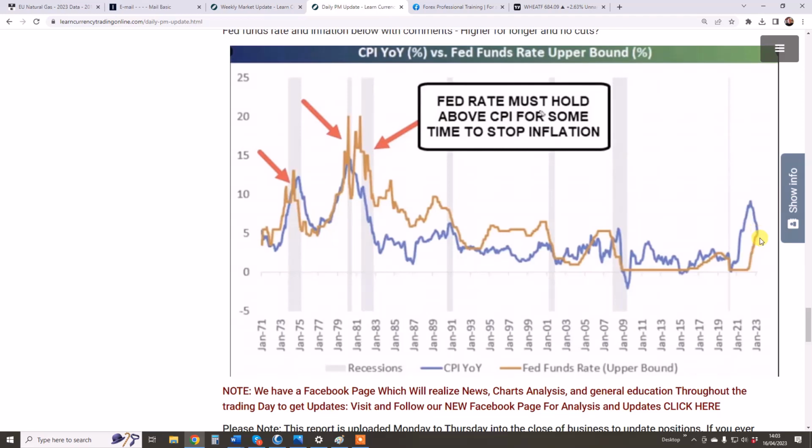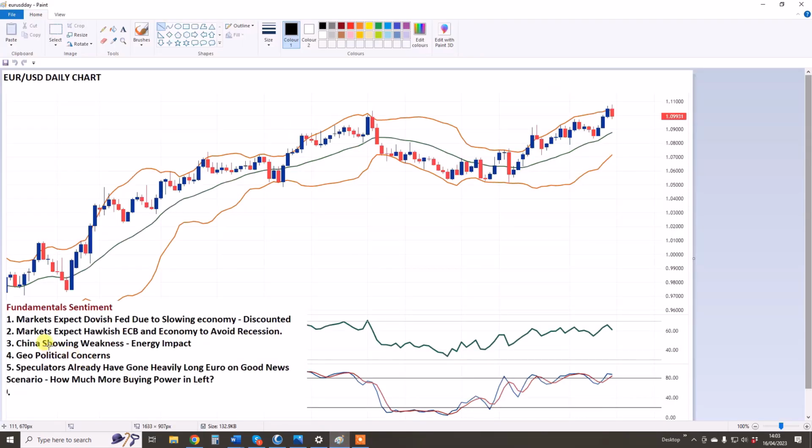So even if inflation falls a bit, that Fed funds rate must not come down too quickly to tame inflation. Obviously, if the Fed do embark on rate cuts, that's already factored in. Okay, let's go back to the chart. And my next point, complete opposite to the Fed.